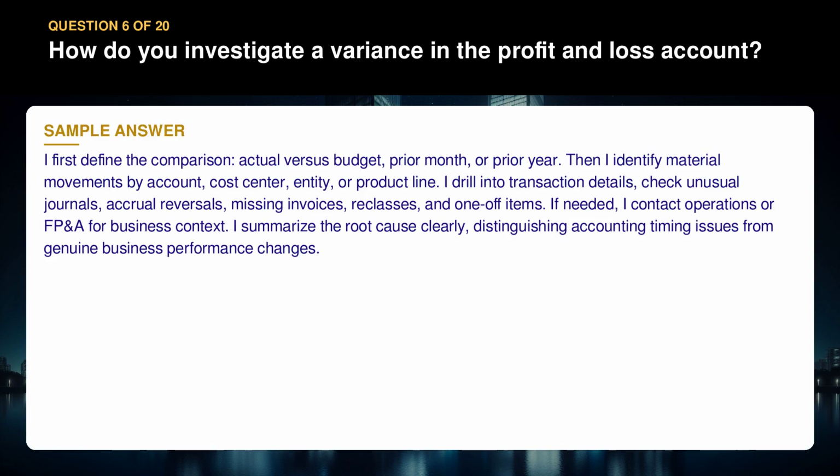I first define the comparison, actual versus budget, prior month or prior year. Then I identify material movements by account, cost center, entity, or product line. I drill into transaction details, check unusual journals, accrual reversals, missing invoices, reclasses, and one-off items. If needed, I contact operations or FP&A for business context. I summarize the root cause clearly, distinguishing accounting timing issues from genuine business performance changes.